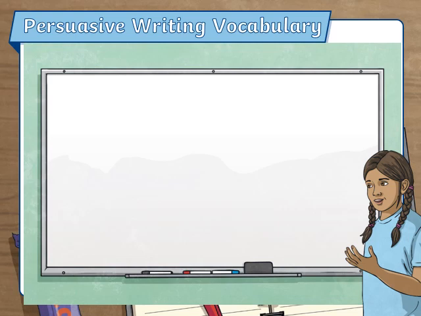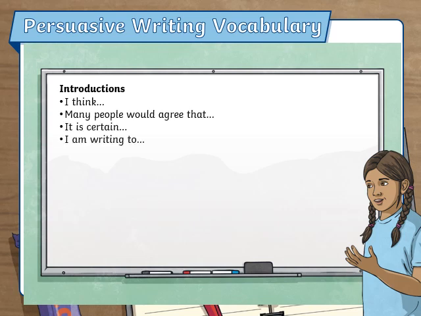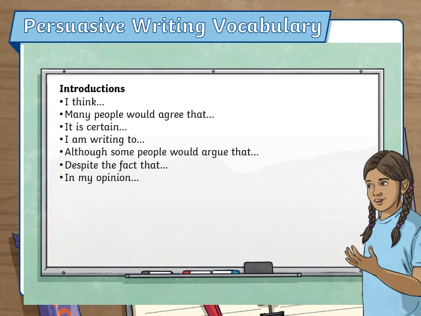Persuasive writing vocabulary. We always think about what the best vocabulary is for persuasive writing, whether a letter, an essay, a review, or other types of persuasive writing. Introductions: I think many people would agree that, although some people would argue that, despite the fact that, in my opinion, I strongly believe.